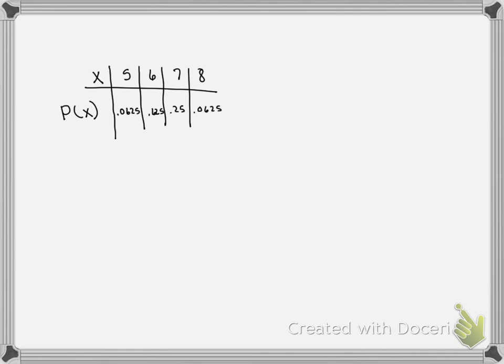So we are going to add all of those up together. So 0.0625 plus 0.625 plus 0.25 plus 0.0625. And that equals, let me check it again just to make sure, 0.25 plus 0.0625. That equals 1. Okay, so that is a probability distribution table because none of the probabilities are less than 0 or greater than 1, and the sum of them equals 1. Okay, so far, easy enough.